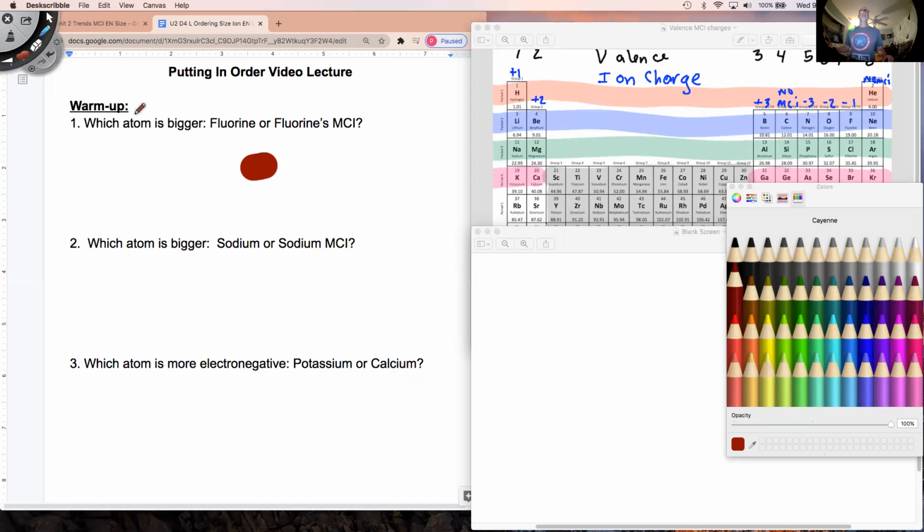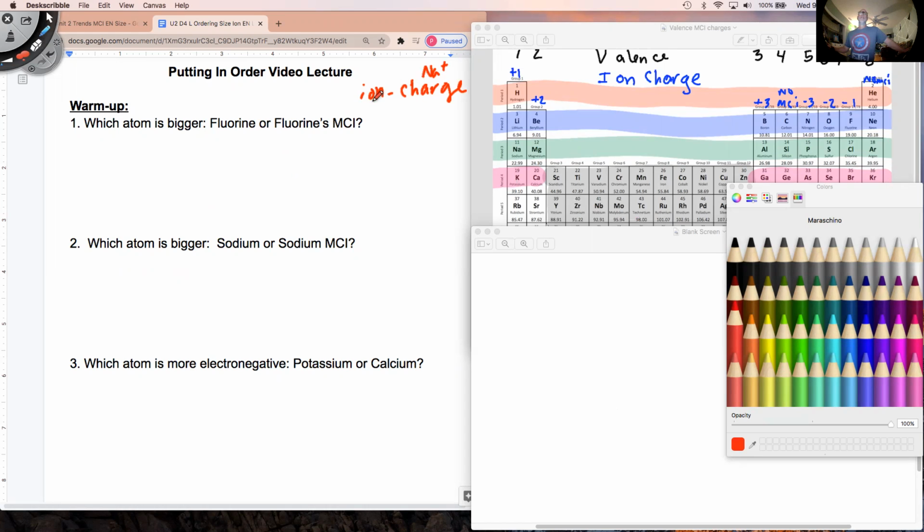So let's just take a look at this first question. The first question says, which atom is bigger, fluorine or fluorine's MCI? Now remember, the MCI is the most common ion, and an ion is a charged particle. A charge would be like a plus or minus, like Na plus, O2 minus. Those would be examples of a charge.